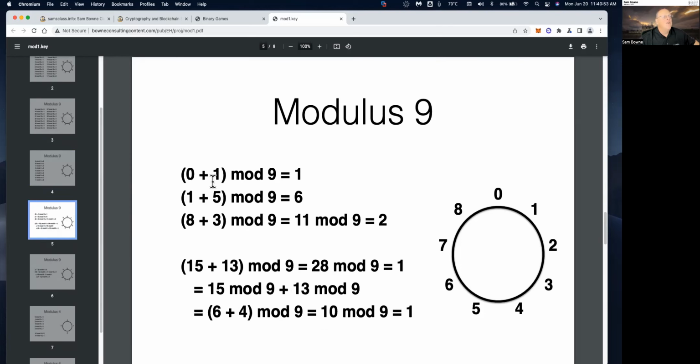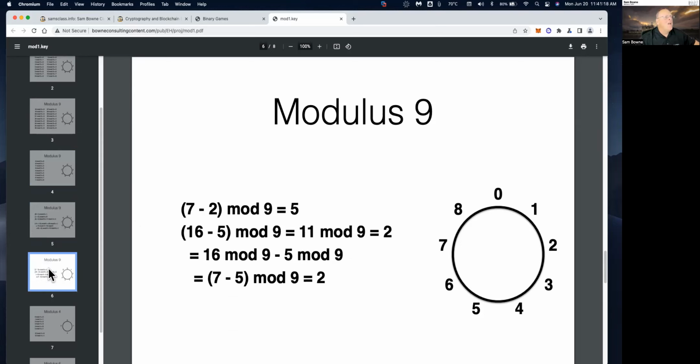So you can also have an associative law. If I have 0 plus 1 mod 9, I can take 0 mod 9, which is 0, and 1 mod 9 and add them together. I can distribute the mod in there. So 8 plus 3 mod 9 is 11 mod 9. That's 2. But it's also 8 mod 9 plus 3 mod 9, which would be, again, 11 going back. You can distribute it that way.